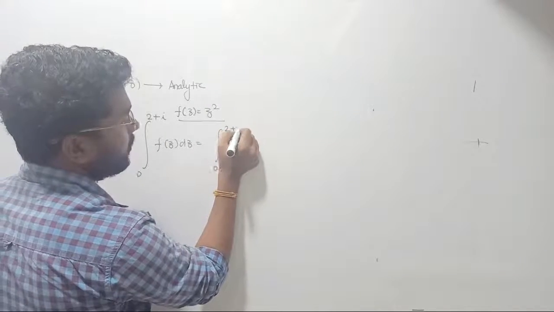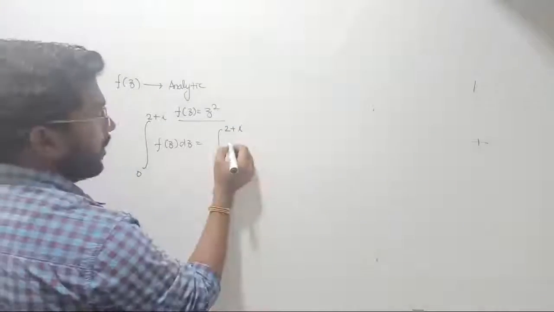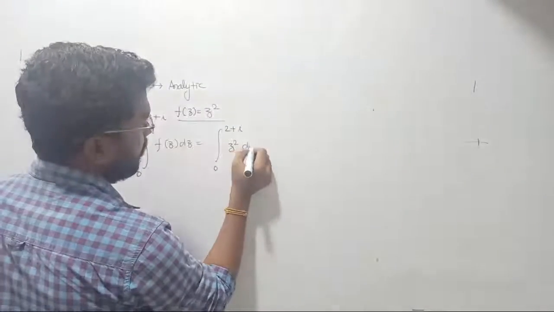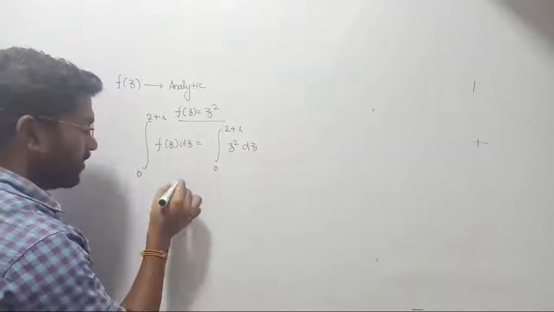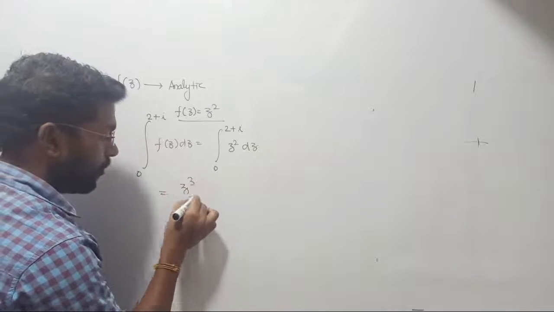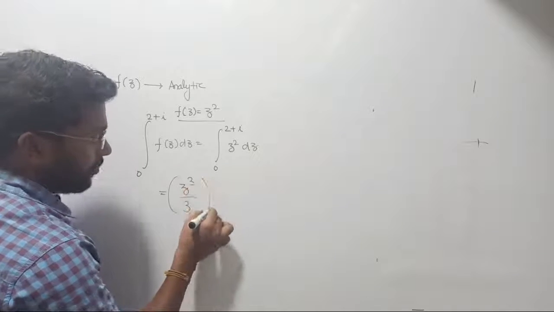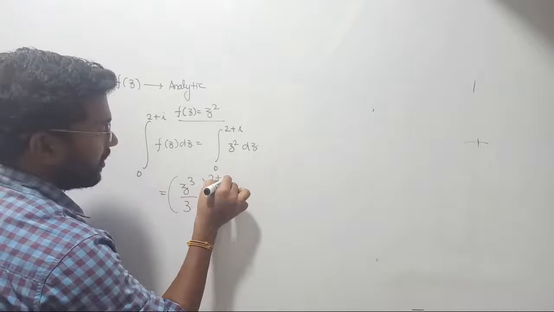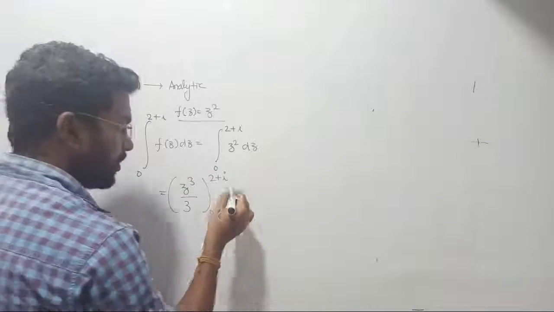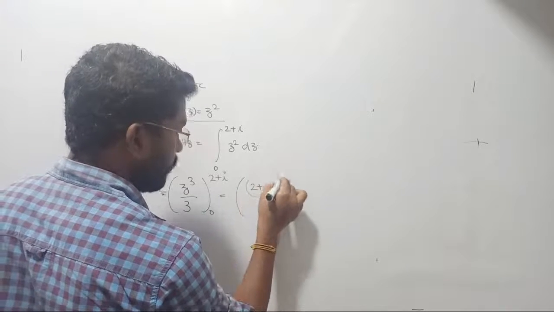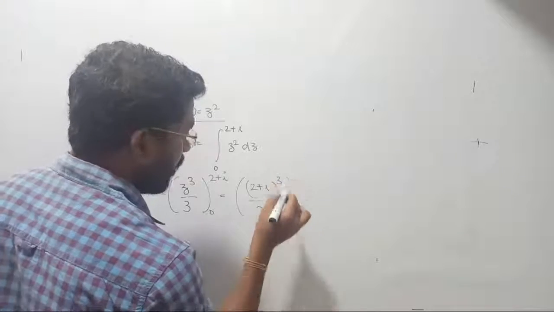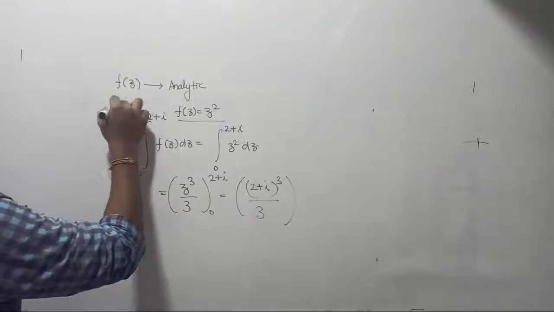The limits are 0 to 2 plus i. f of z is actually z square, given into dz. That's all, complete the integration. Integrating z square gives z cube upon 3. Since the limit goes from 0 to 2 plus i, substituting gives 2 plus i whole cube upon 3. The lower limit will be 0. That's all, I got the answer.